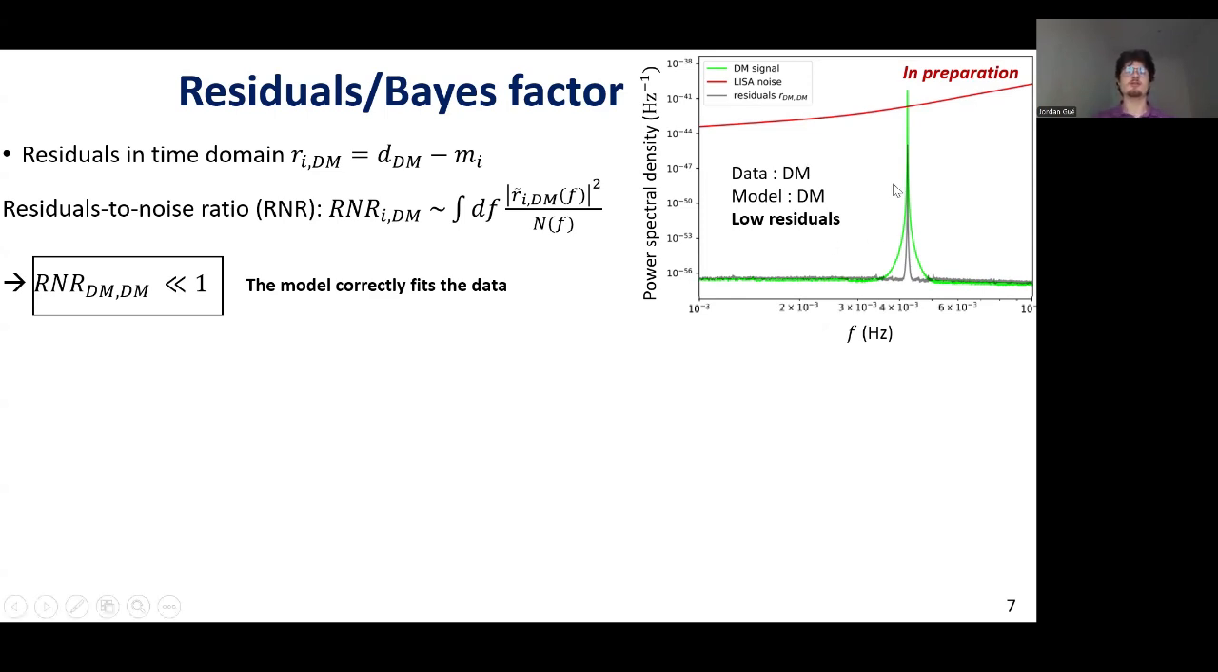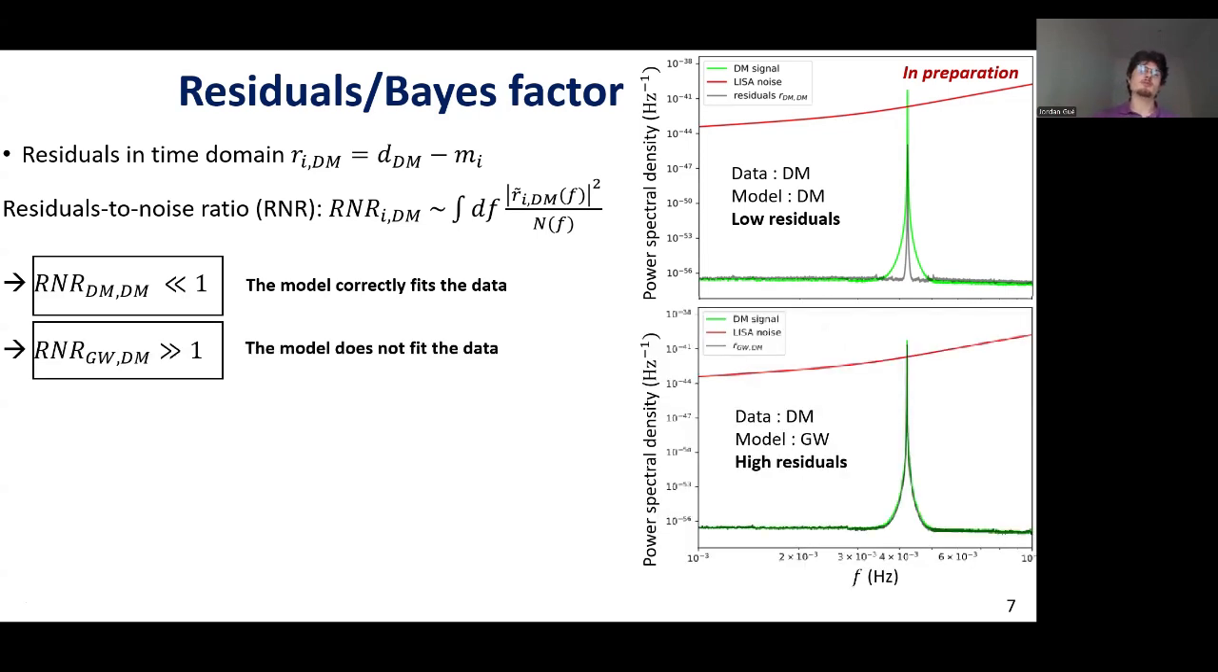So this is something that we can show. You can see here on the right, where I show the power spectral density as a function of frequency of LISA noise in red, the dark matter signal in green, and then the residuals of the dark matter model in gray. And so you see that despite the fact that the signal is well above the noise, the residuals are well below the noise. And so this is what we want for a good model. Now for the second model, the gravitational wave model, the RNR is much larger than 1, which means that the model does not really fit the data.